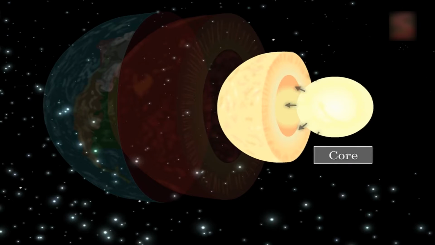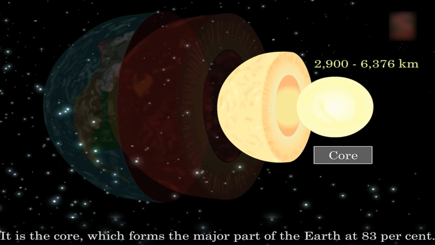Students, now let us learn about the next layer of the earth, which is the core. The core is around 2,900 to 6,376 kilometers thick and is constituted by dense and heavy elements like iron and nickel. It is the core which forms the major part of the earth at 83%.